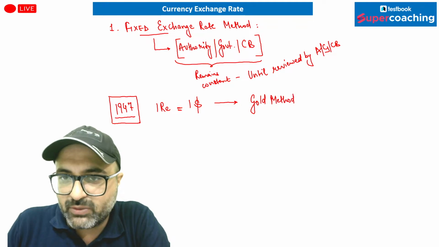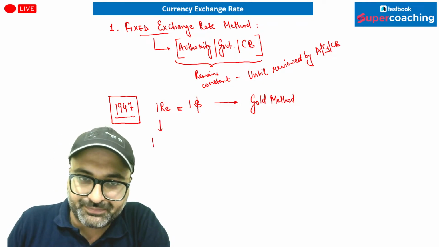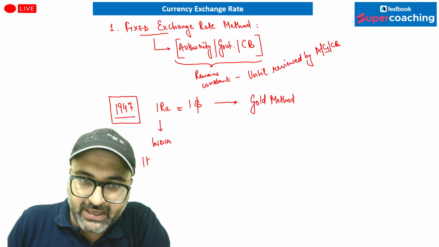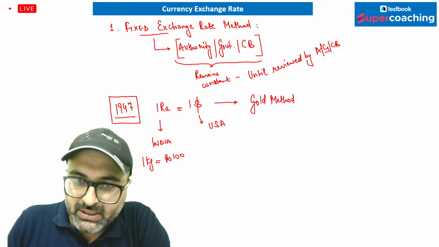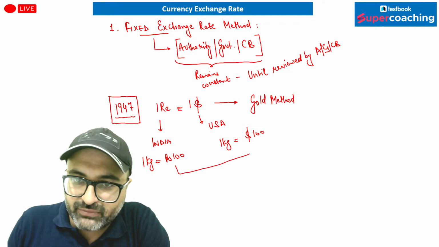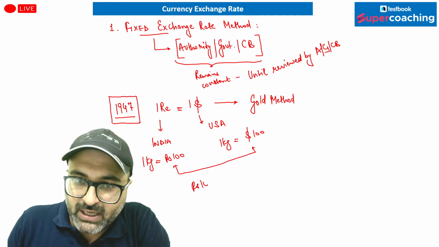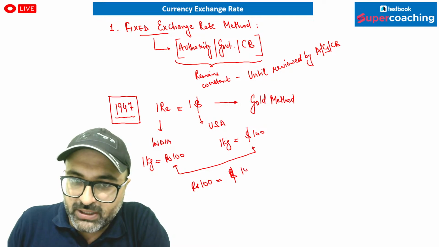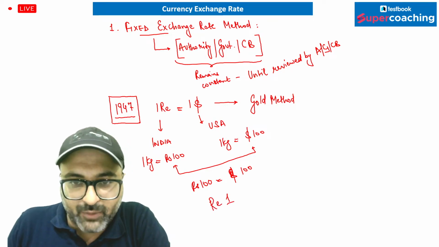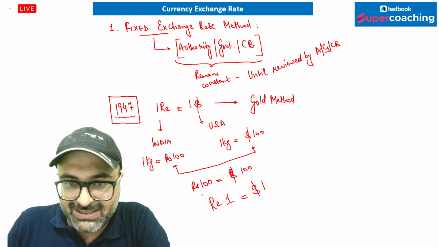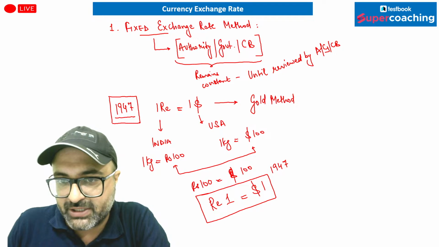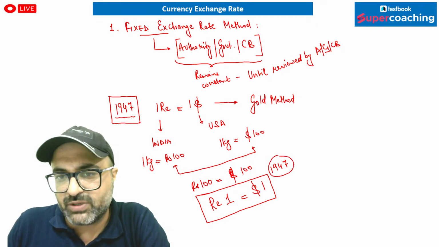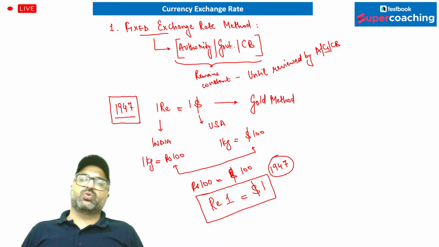So what do you understand by the gold method? It basically means in India, 1 kg of gold is available for 100 rupees, and in the US, the same 1 kg of gold is available for $100. So 1 kg of gold is common, which means 100 rupees is equal to $100. From here, I can conclude that $1 is equal to 1 rupee. I'm not lying and I'm not joking. This is the actual rate of exchange after India got independence in 1947. The exchange rate was decided as 1 rupee equal to $1.